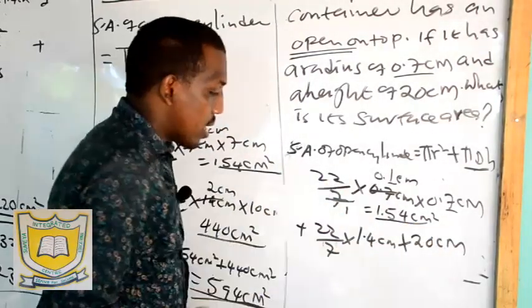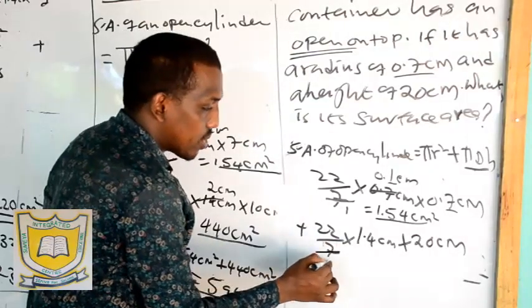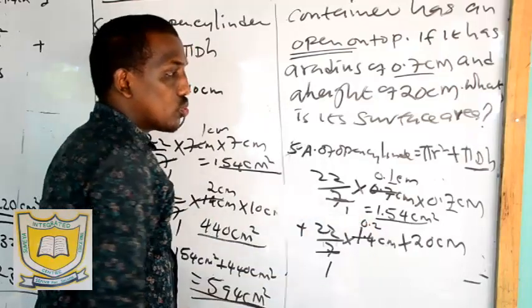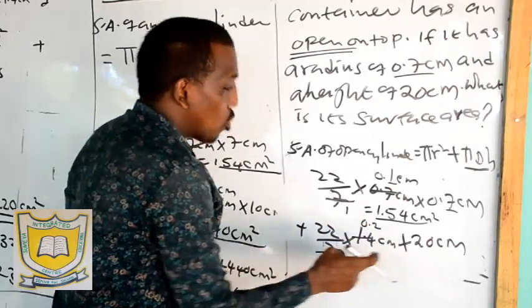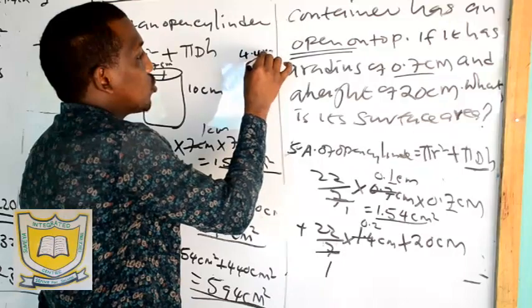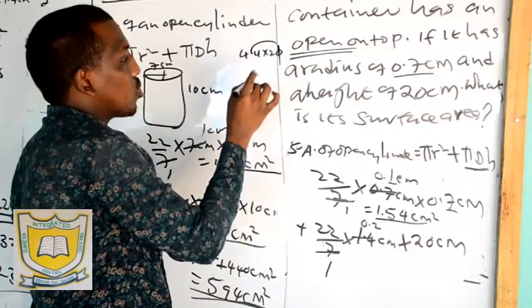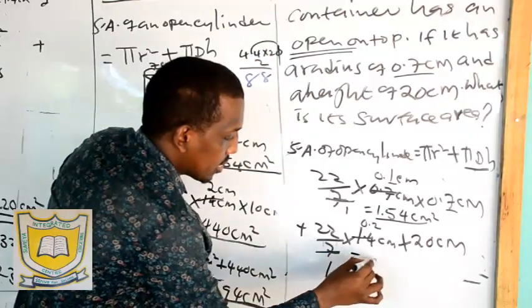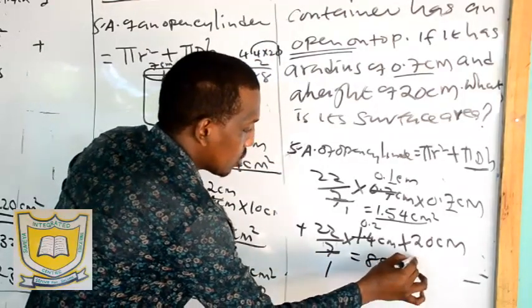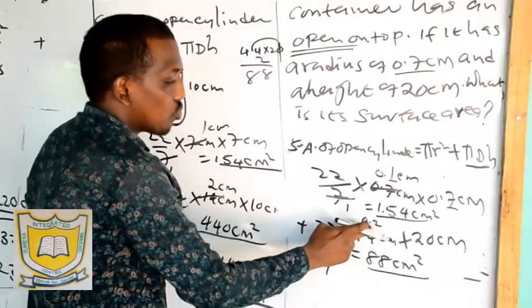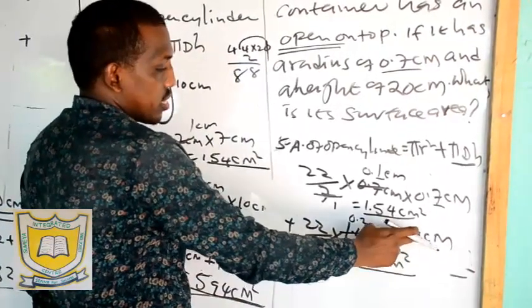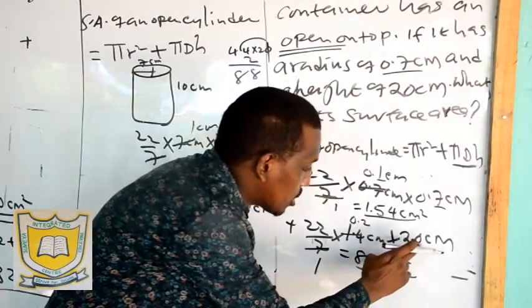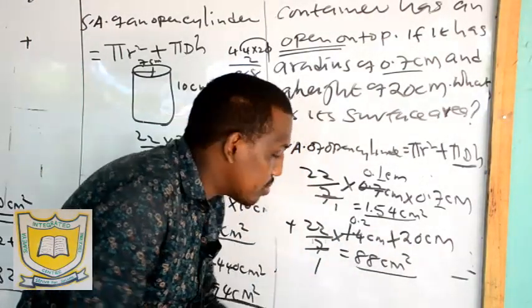You put it somewhere. So let us come to πdh. 7 into 1.4 is 0.2. So 22 times 0.2 you will get 4.4. So 4.4 times 20 now. It goes with the 0. 22 times 2 is 44, 44 times 2 is 88. Then the decimal goes with the 0. So you will get 88 centimeter squared.